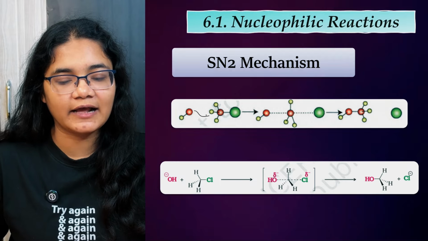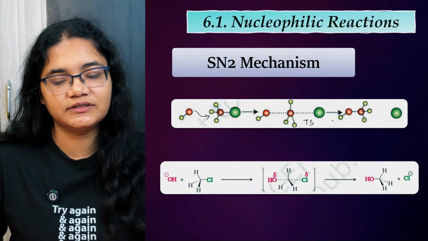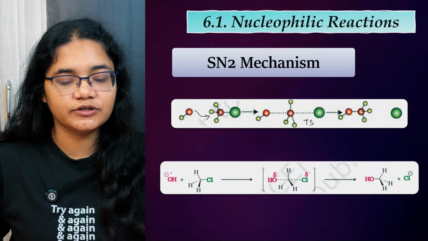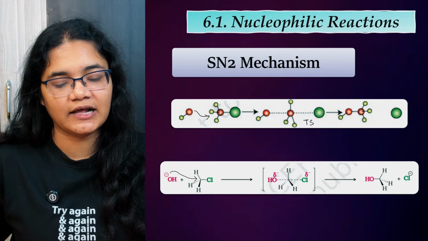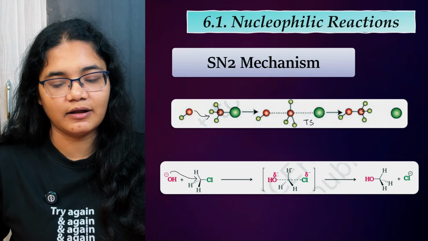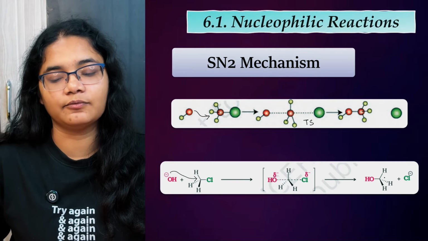Okay, now moving to the SN2 mechanism, here the reaction takes place only in one step. The nucleophile attacks from the backside, forms a transition state, and then a product is formed. So this OH minus attacks from the backside, and here you get a transition state like this, and that forms a product like this.